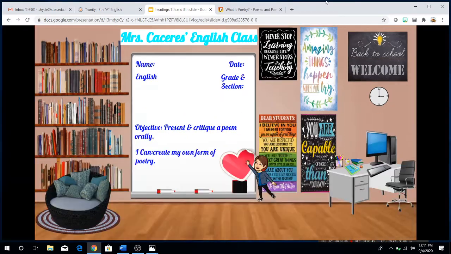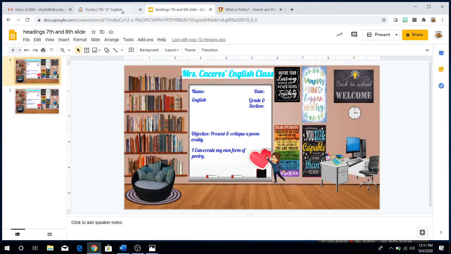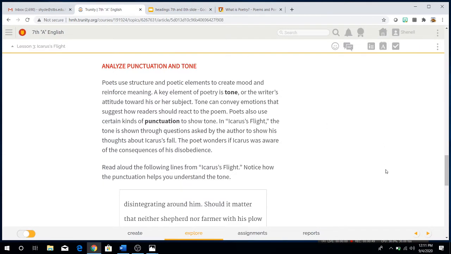You might be asking yourselves, how's that going to work? But I'll explain in a moment. So first, let's talk about analyzing the punctuation and tone in a poem. Poets use structure and poetic elements to create mood and reinforce meaning. A key element of poetry is tone, or the writer's attitude toward his or her subject. Tone can convey emotions that suggest how readers should react to the poem.